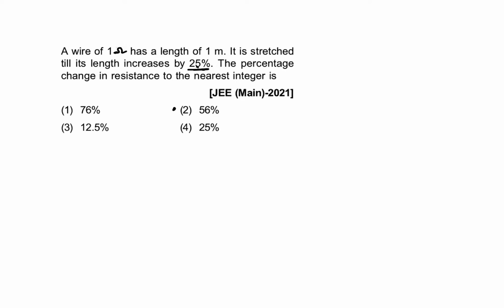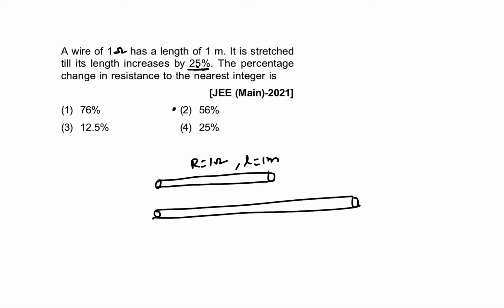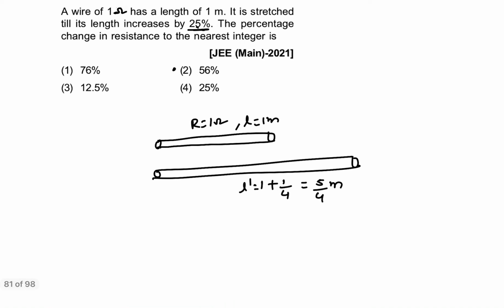Next question. A wire of resistance 1 ohm and length 1 meter is stretched so its length increases by 25 percentage. The percentage change in the resistance, to the nearest value, is equal to how much? Again I am taking resistance R is equal to 1 ohm, length is equal to 1 meter. It is stretched by 25 percentage, nothing but you can say 1 plus 1 by 4, that is equal to 5 by 4 meters is the new length.